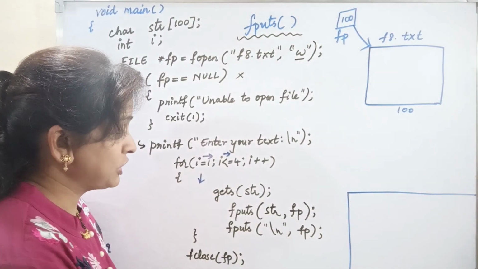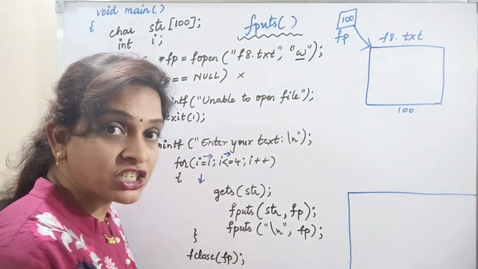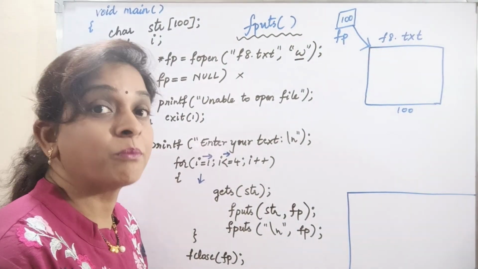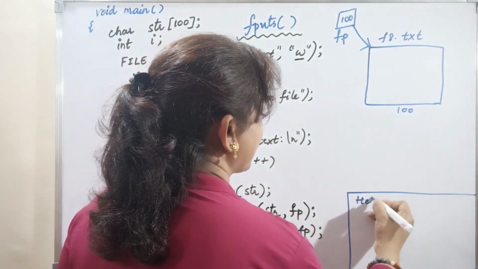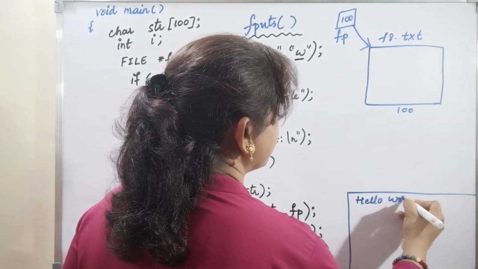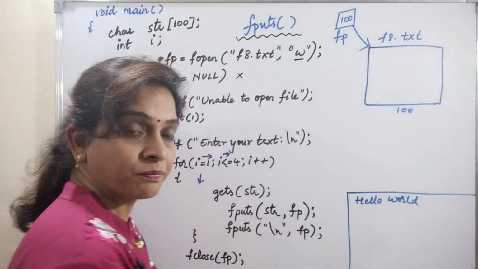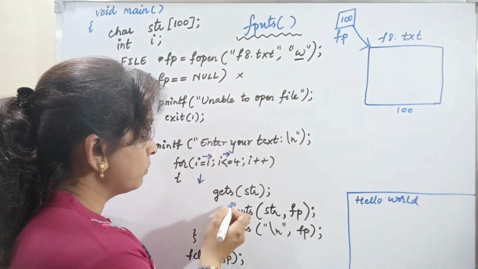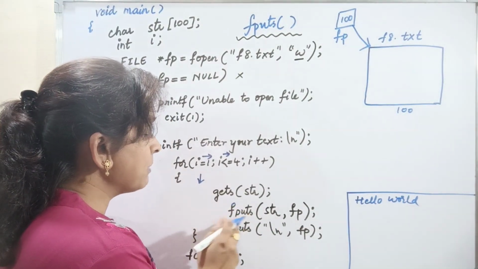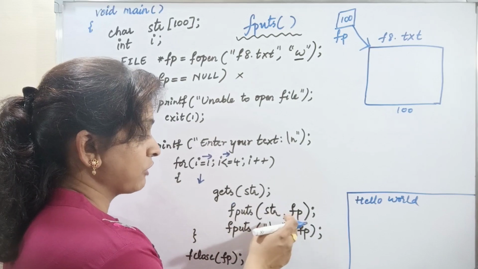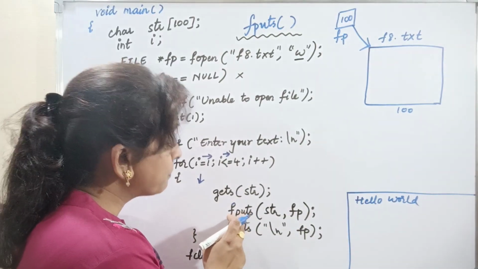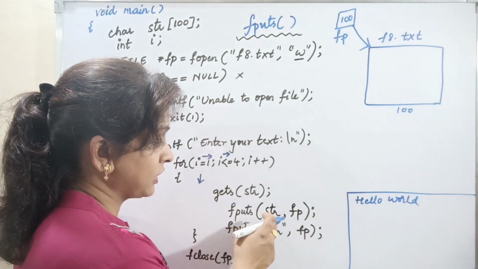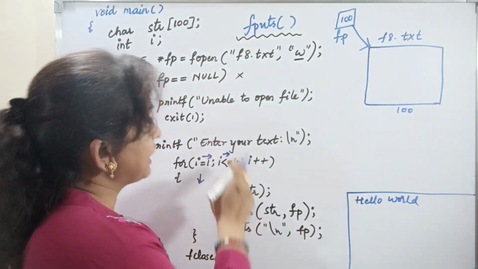So what do I need to execute? I say gets. Initially I need to get the string from the console. So I say get a string. I say hello world. Okay. Then using the file pointer and the fputs function, I'm trying to put that string, that is what I have accepted in str.